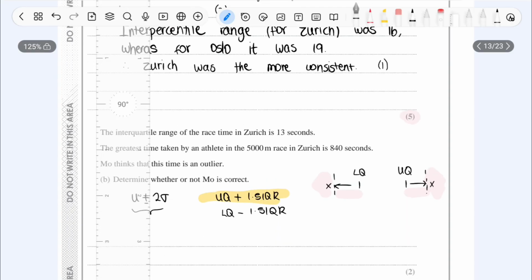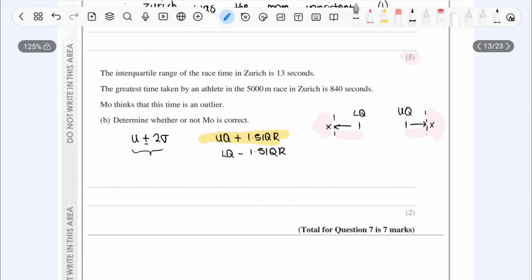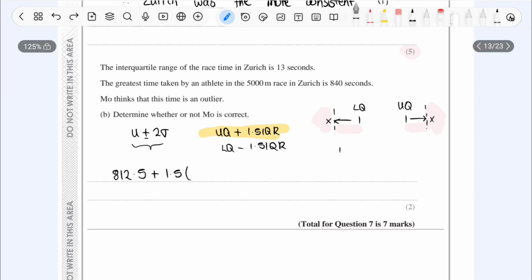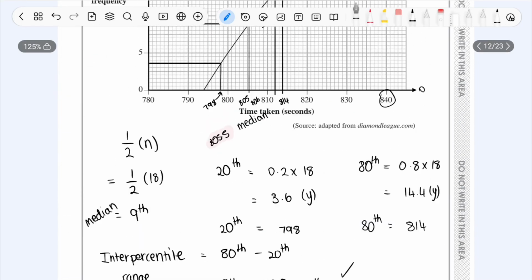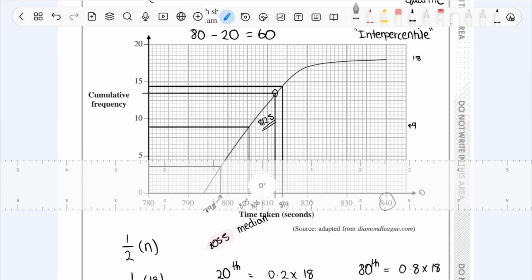Anyways, so we need to look at the last one. We just need to substitute our value for the upper quartile, which we now know to be 812.5. We need to add 1.5 lots of the IQR. The IQR is going to be 812.5 minus something, but we don't know what that is yet because we haven't found the lower quartile. So let's find the lower quartile. The lower quartile is going to be 25% of the way through. So 25% of 18 is 4.5. So we're going to find 4.5. And let's do that quickly here.